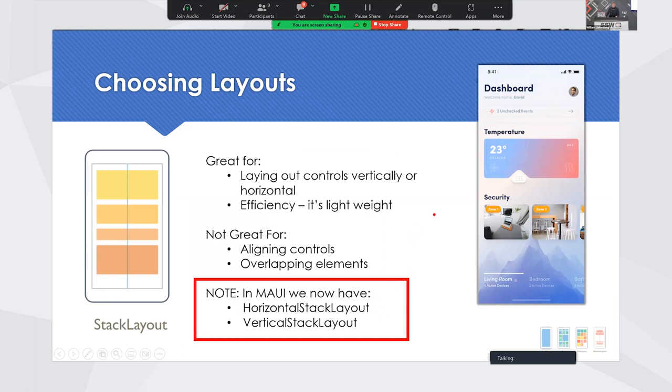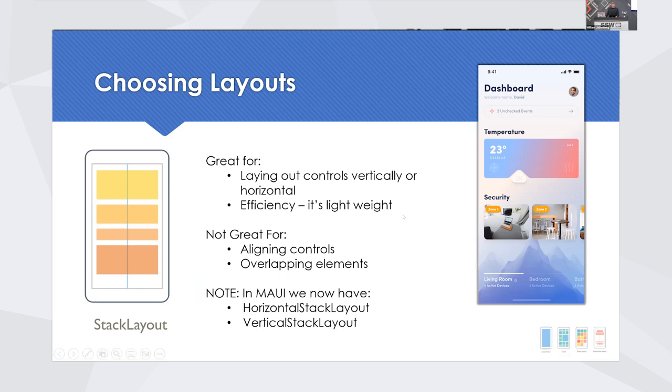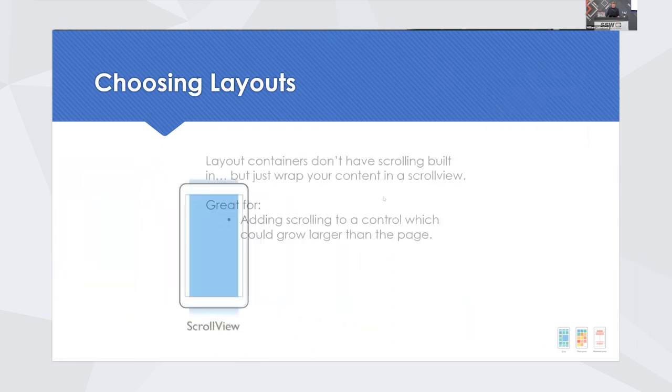But what this is all about is if you've got content that needs to lay out, say, down a page, like what we have here, where we're laying out controls down a page, it's a really good choice. It's very efficient. And so if you need to lay out things vertically or horizontally, this is great. What it's not good for is overlapping elements, which is a part of a lot of designs. But for simple things, it's a very, very good control.